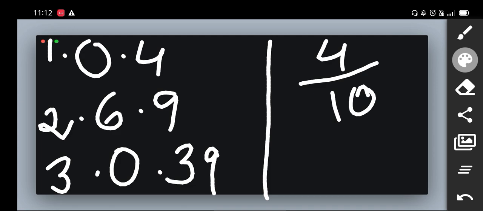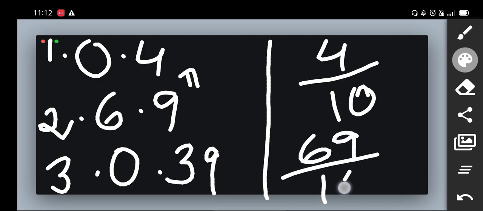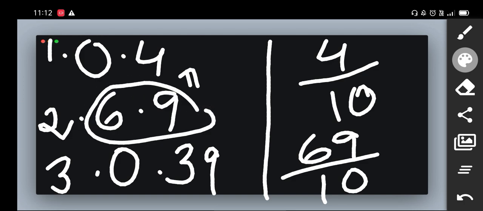6.9. First you have to see in the decimal part how many digits are there? 9. And in which place? 10th. So also the denominator will be 10. But did you remember how we did a 2-digit number when it was in the tens place? Only 1 zero. So only 1 zero the 9 took, and the 6 will move on to the whole part. Now 9 is also in the tens place. So what you have to do? 69 upon 10. Same. Now if you convert it to decimal, you'll get this answer, 6.9.